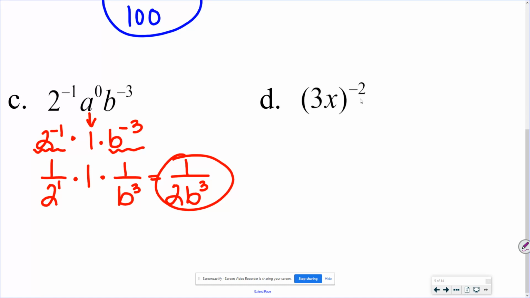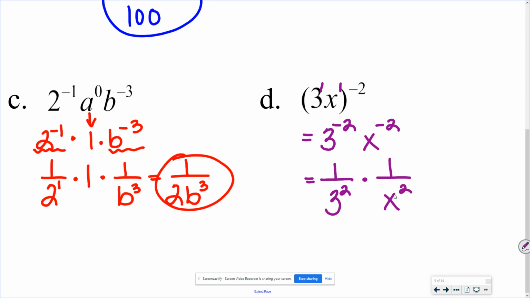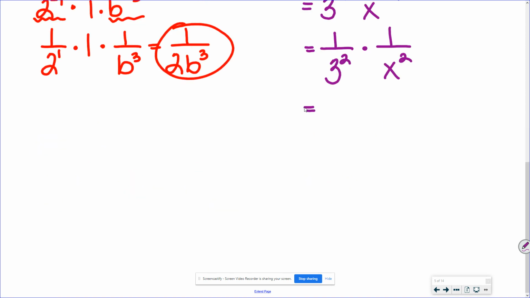Okay, last one. So this time we have a negative exponent, and that negative exponent is on the outside of a parentheses, right? So the first thing we're going to want to do is do the power rule. So multiply your exponents. So 3 to the negative 2, x to the negative 2. Now you have negative powers attached to each term. So you're going to rewrite each one of those as a fraction, like so. And then you're going to simplify 2 things. I'm going to do top times top, bottom times bottom. But the bottom, I'm also going to do 3 squared and make that 9.